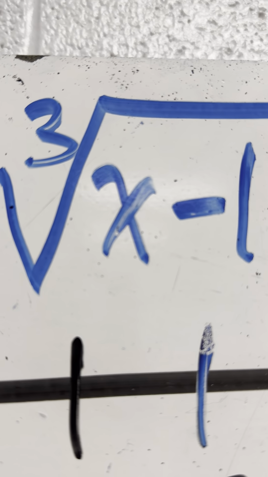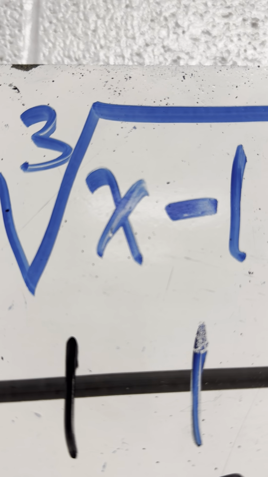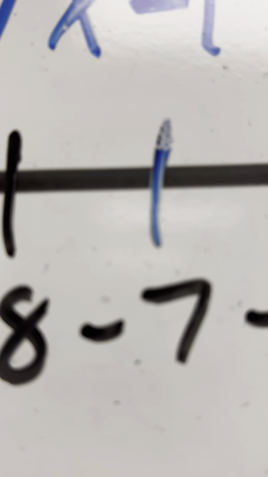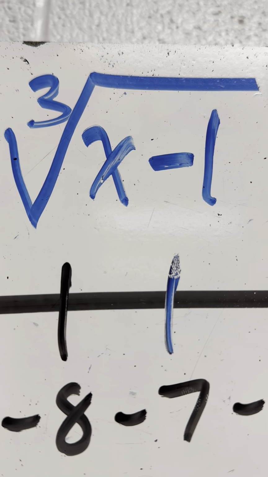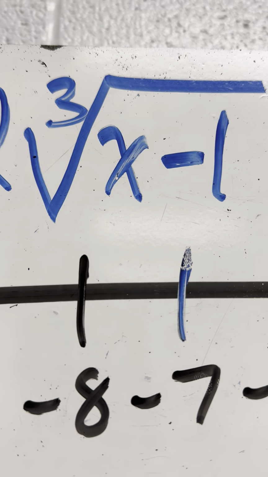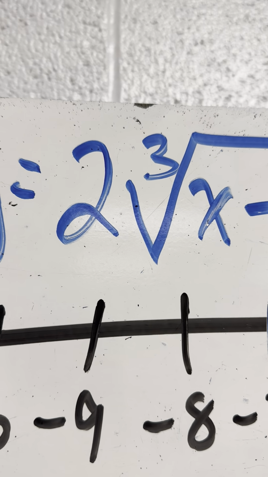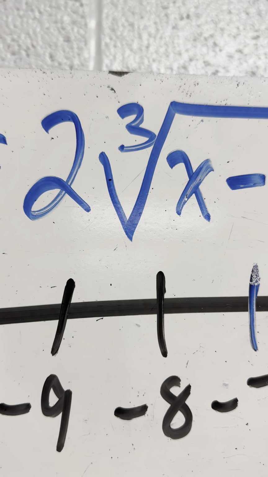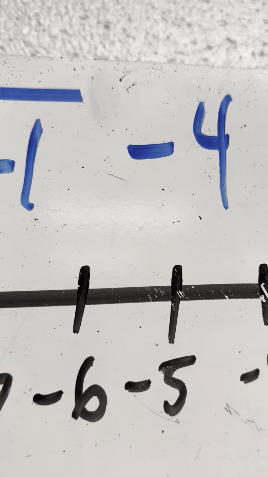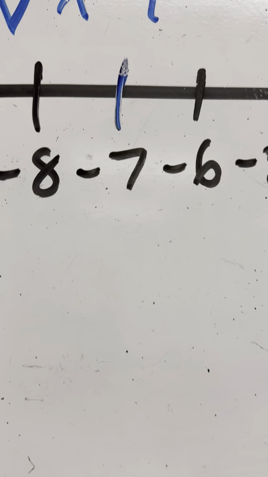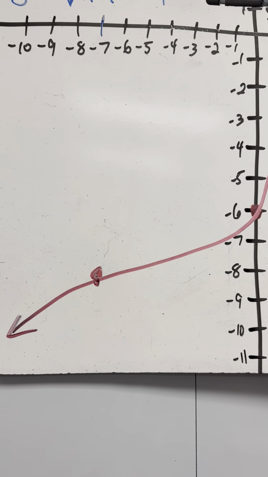Won't negative 7 minus 1 make negative 8? So I'm going to do negative 7 first. Negative 7 minus 1 is negative 8. The cube root of negative 8 is negative 2. Negative 2 times 2 is negative 4. Negative 4 minus 4 is negative 8. So I've got negative 7, negative 8. Okay.